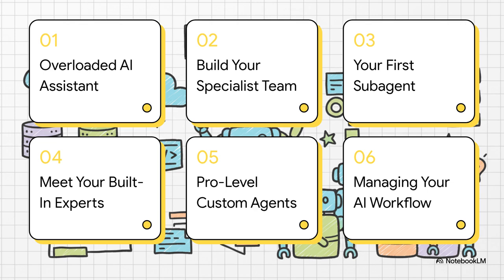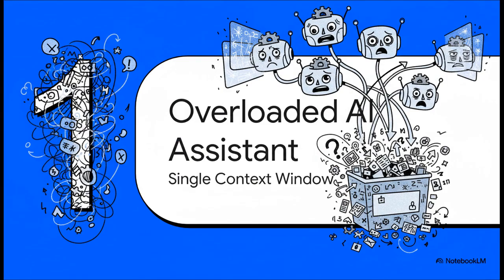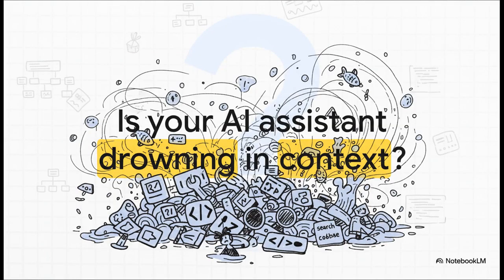Let's get to it. All right, Section 1, the overloaded AI assistant. And yeah, the big problem here is that single context window. So, seriously, does this sound familiar? You're asking your AI assistant to do like a million things at once. Hey, review this code. Then, oh, and can you debug this test? And while you're at it, find this function for me. Before you know it, your main chat is just a mess. It's so cluttered with details that the AI completely loses the plot on what you were trying to do in the first place. It's basically drowning in context.